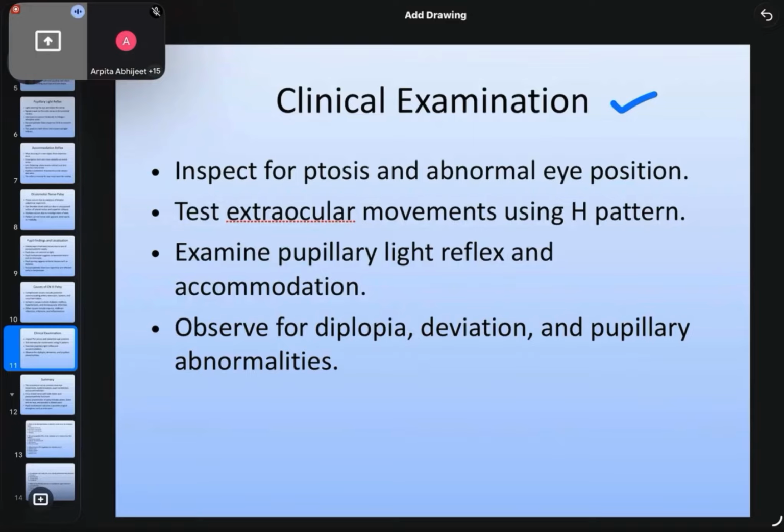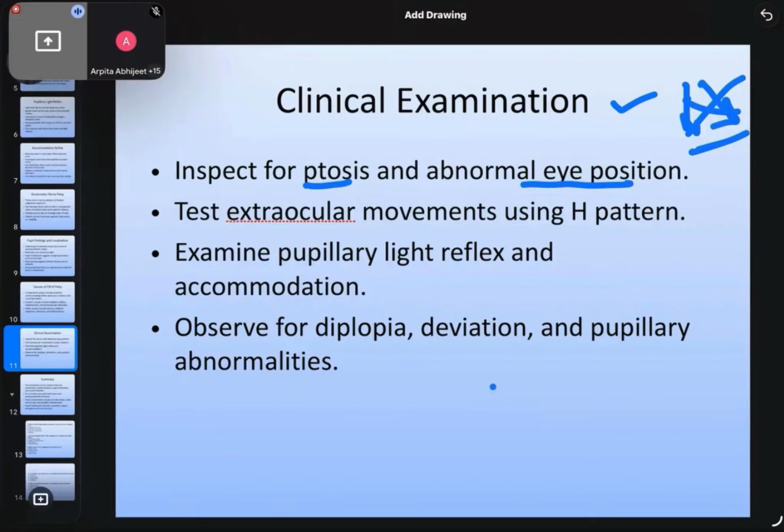Okay. So imagine that you guys are doctors and a patient comes to you, and you want to try and guess what the person has. There are some tests that you can perform. First of all, you will see if the patient has ptosis. Second is if there is any abnormal eye position, as we talked about. It could be down and out. It could not be this. There are multiple possibilities. We should also test for extraocular movements using the H pattern.